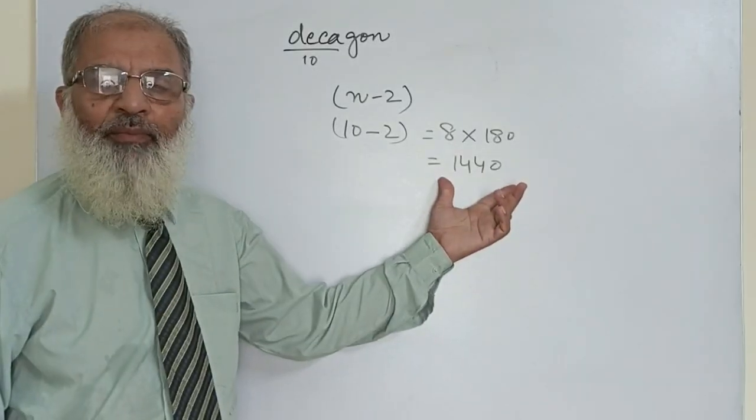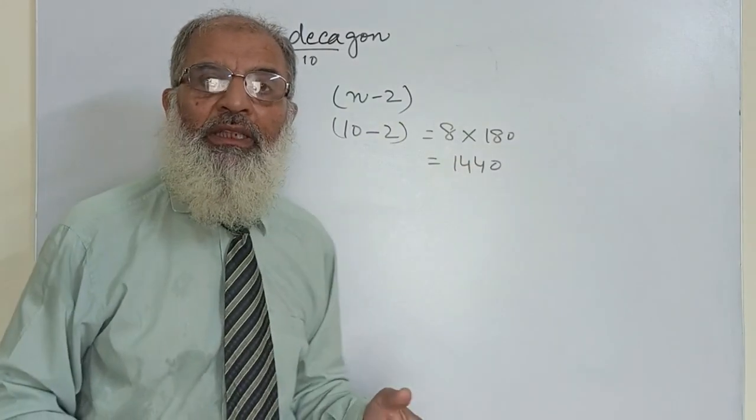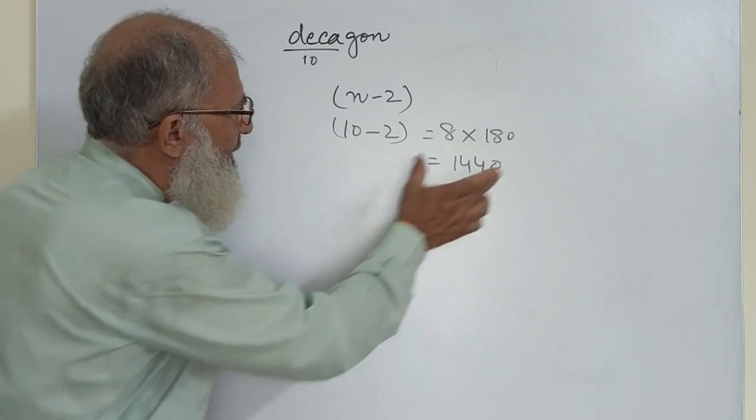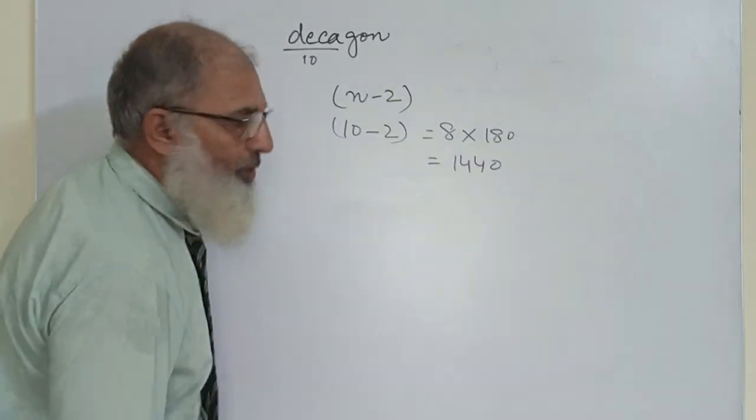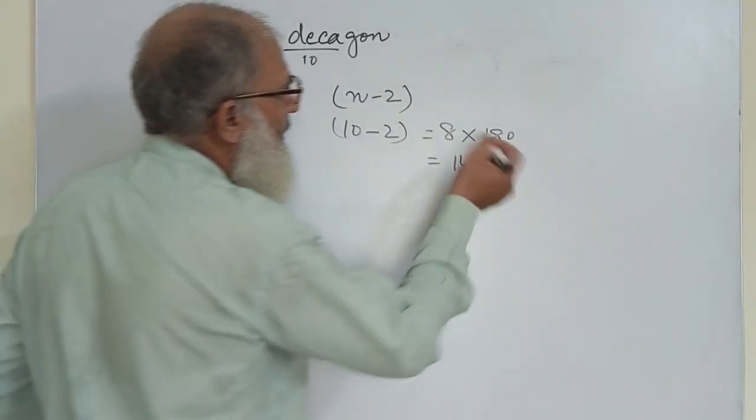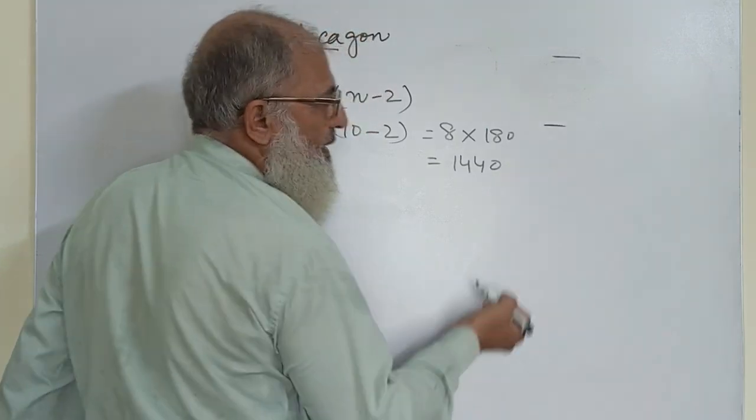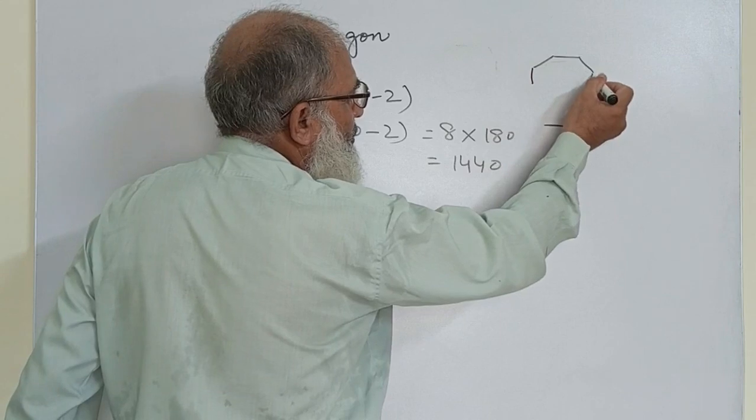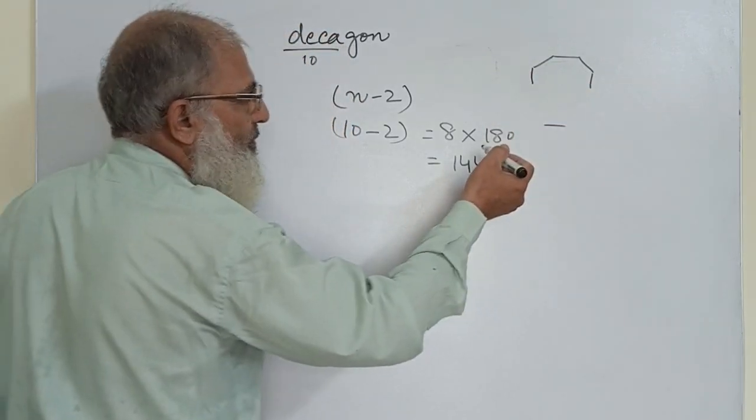Now, my dear students, 1440 is the sum of the angles of a decagon because it has 10 angles. How many sides are there in a decagon? There are 10 sides. It is not easy to draw, so I am not going to draw it because it is not very easy.